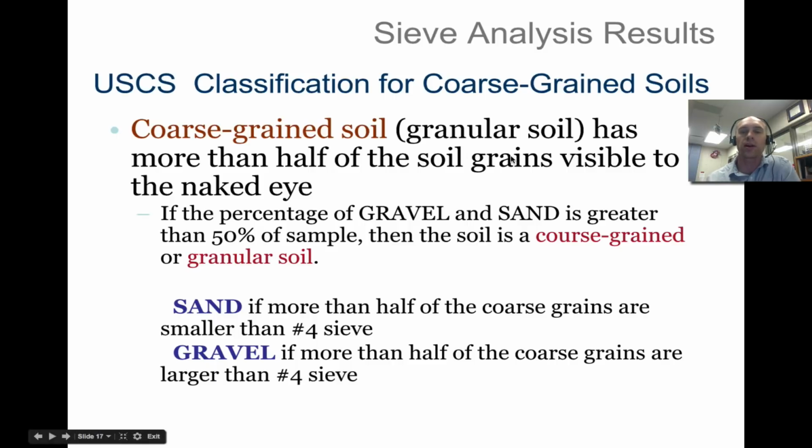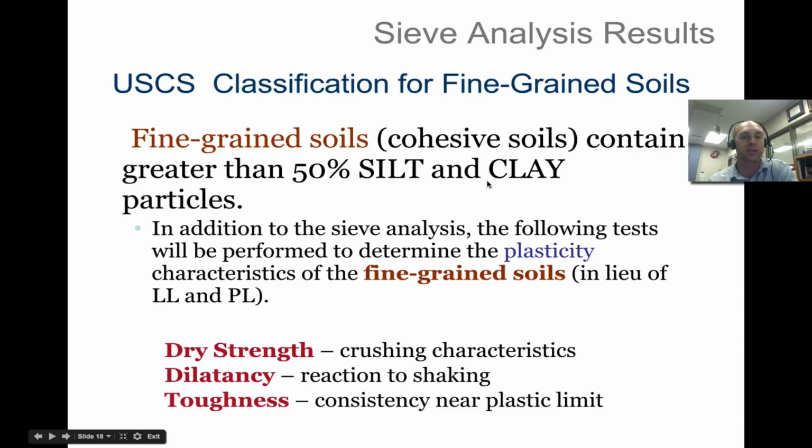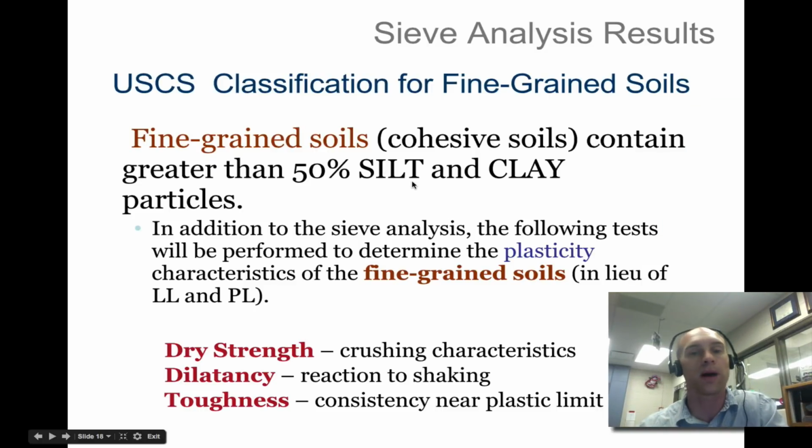So a coarse-grained soil, granular soil, has more than half of the soil grains visible to the naked eye. So that means they're larger, right? If the percentage of gravel and sand is greater than 50% of the sample, it's coarse-grained. So in our sieves, if 50% is gravel and sand in our first two sieves, then it is coarse-grained granular. And since we only have three sieves, if more than 50% goes into our pan, then it's a fine-grained soil, and that's mostly silt and clay. And knowing where we live in Colorado and how much clay that we have, you may be able to guess ahead of time what we're going to end up with, but you're going to actually test this out.